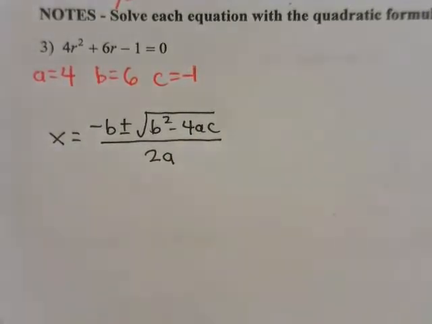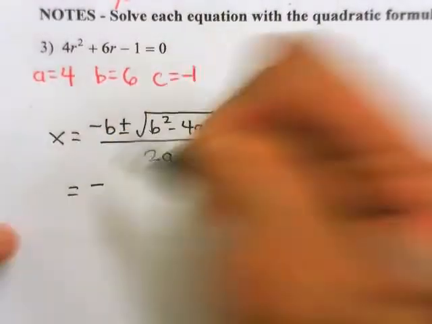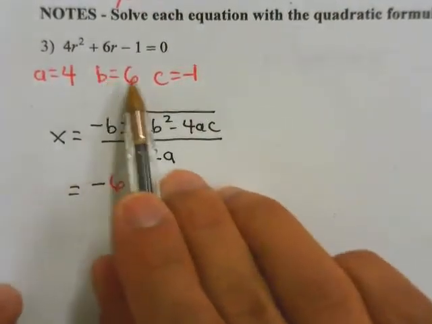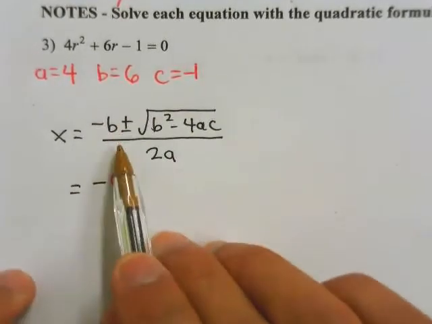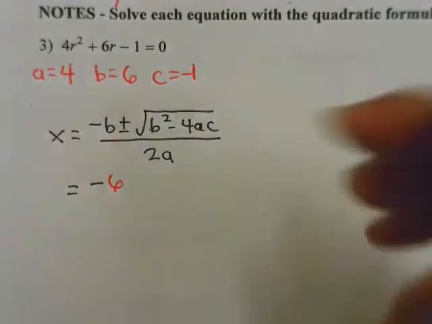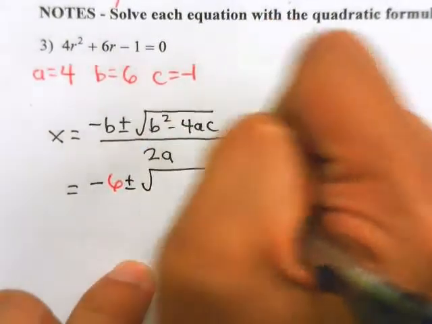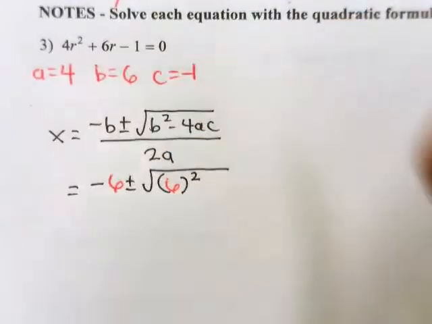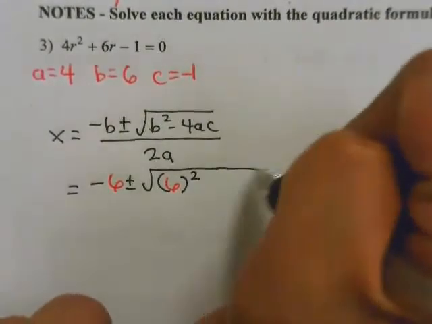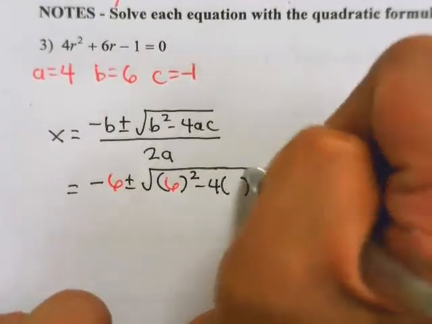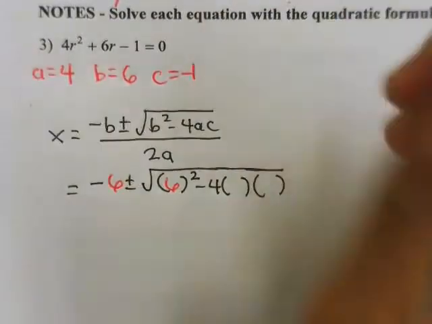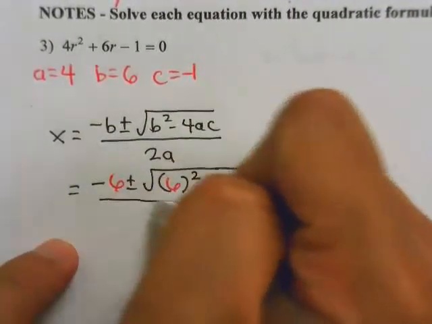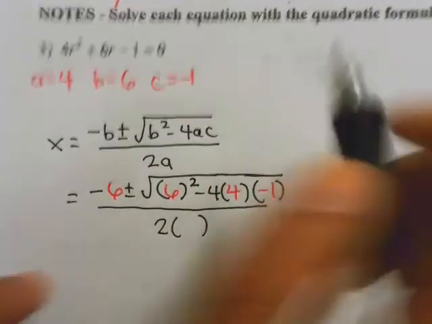Let's plug it in. So this is going to be -6. And so if your b value was actually -6, this would turn positive. Okay. I'm going to put parentheses. So it'll be parentheses 6 squared minus 4. Your a value and c value are 4 and -1 respectively. And then 2 times 4.